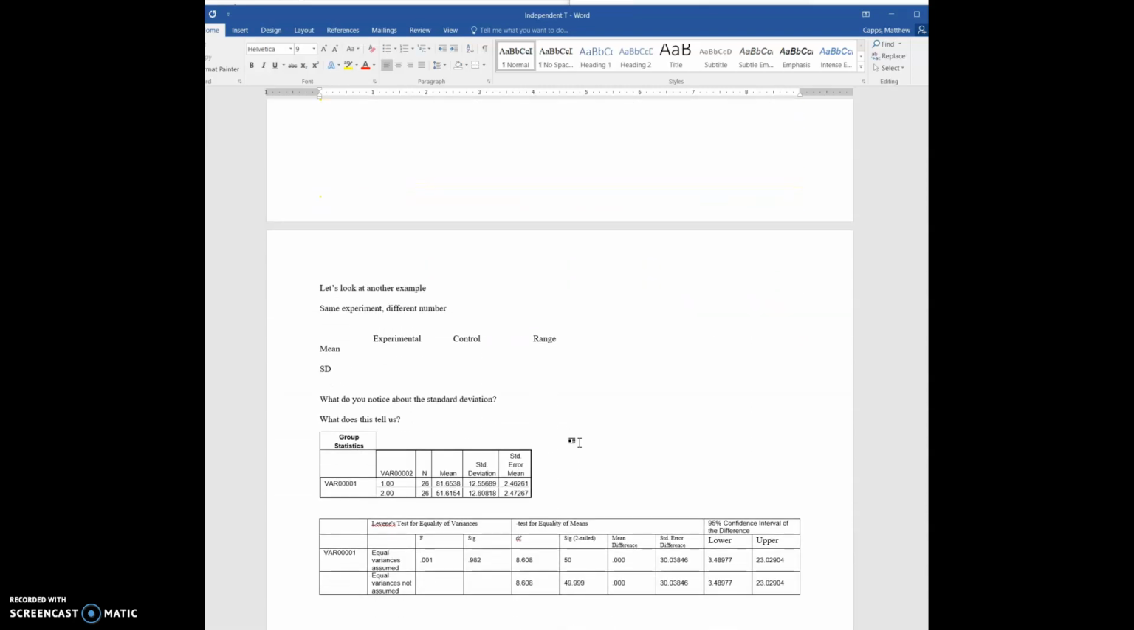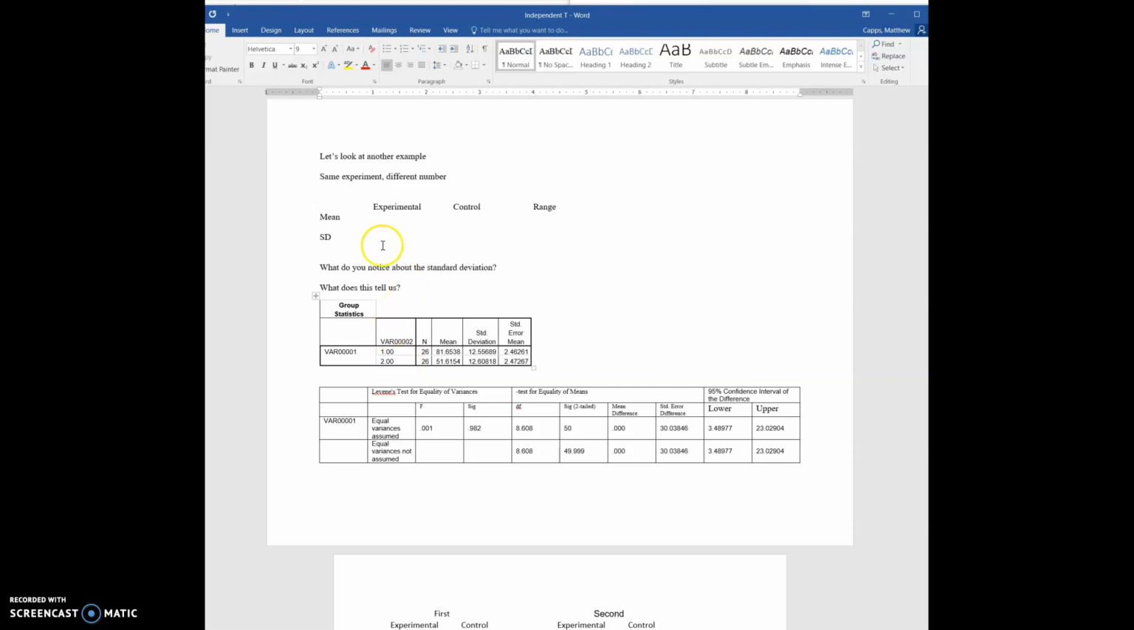Let's look at another example. So here, and this was an experimental group and control group, but it's okay for what we're doing. We have the mean for this group, and we're going to call this one the number 1 experimental. So that's 81. And the other group, group 2, is 51.61. Standard deviation, and for the other group is 12.6.